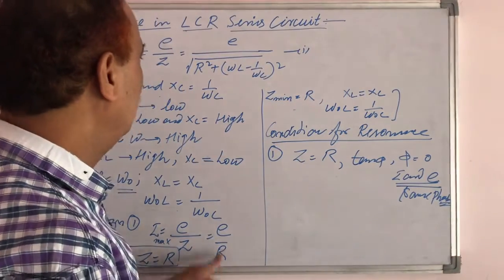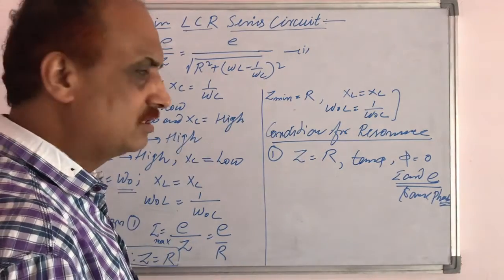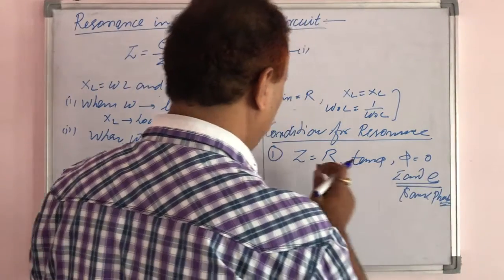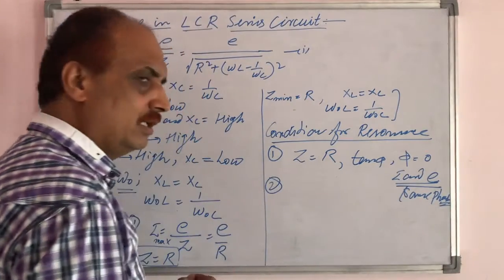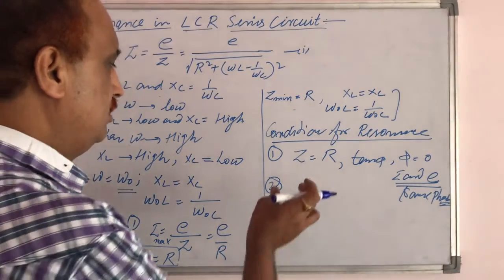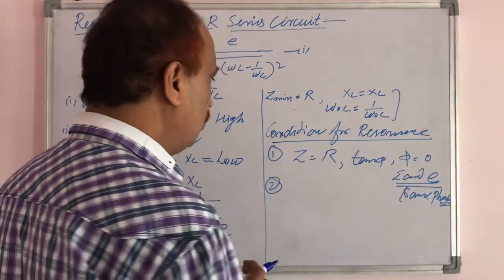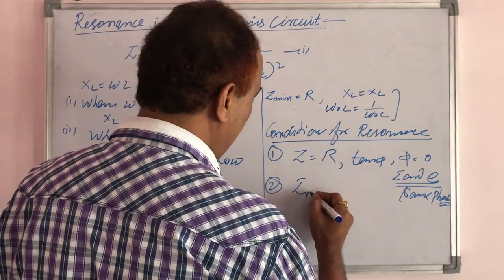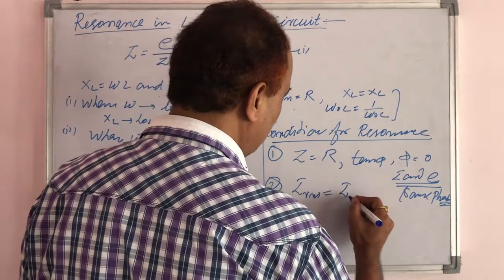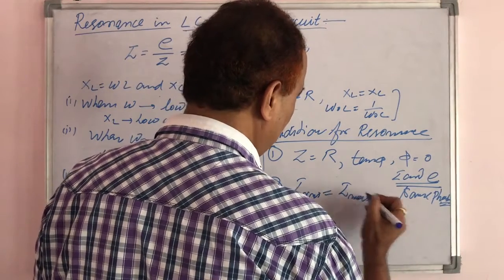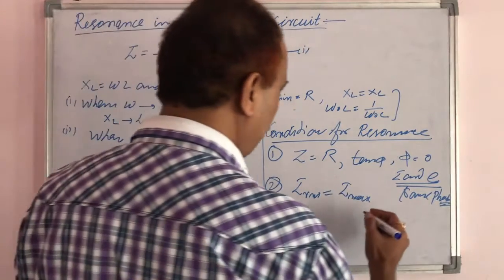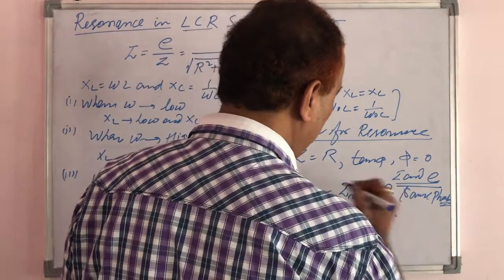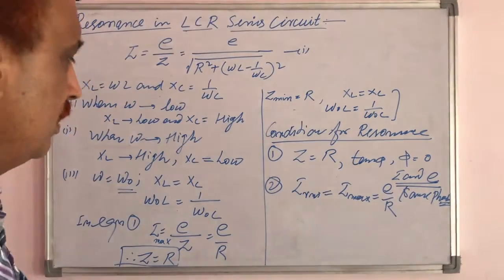Because only R is acting, and omega L and 1 upon omega C, meaning XL and XC, are not acting, the current and EMF will be in the same phase. That is condition number 1. And condition number 2: because Z equals R only and phi equals 0, the current flowing in the circuit will be maximum. So IRMS will be the maximum current flowing in the circuit, and I maximum, IRMS maximum, will be equal to E upon R. This is the second situation.